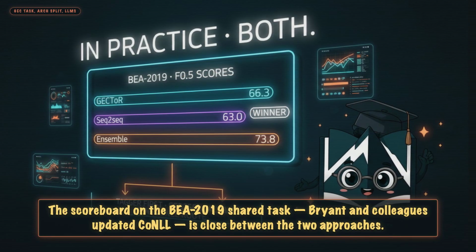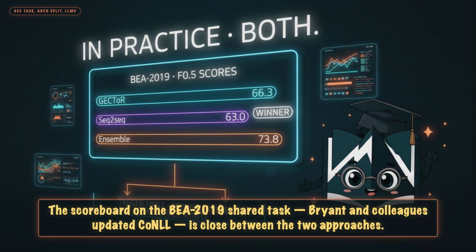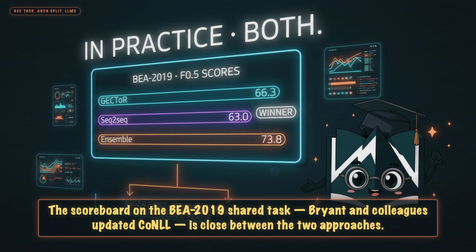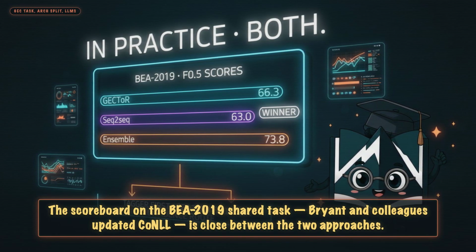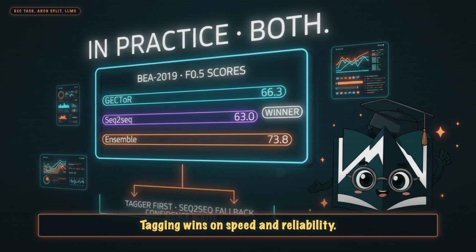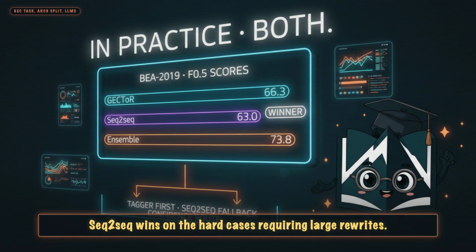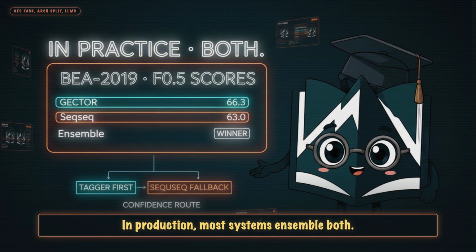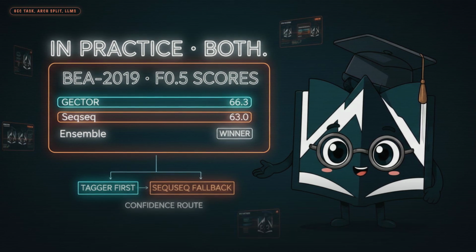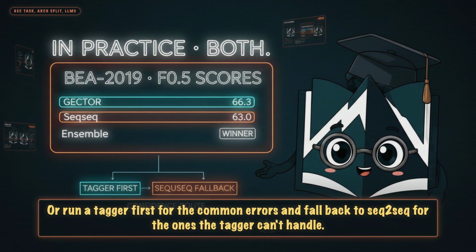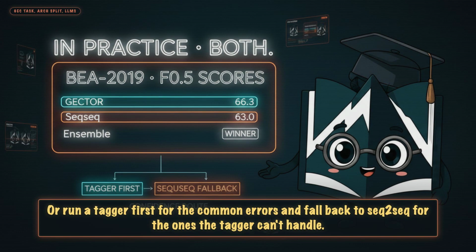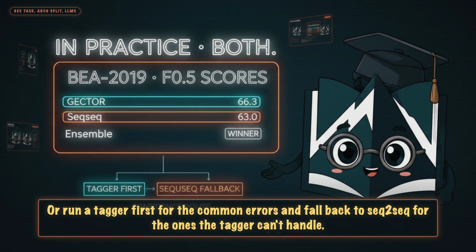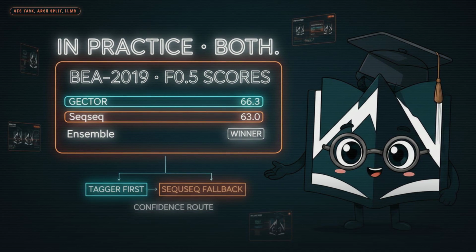The scoreboard on the BEA 2019 shared task. Bryant and colleagues' updated CoNLL is close between the two approaches. Tagging wins on speed and reliability. Seq2seq wins on the hard cases requiring large rewrites. In production, most systems ensemble both, or run a tagger first for the common errors, and fall back to seq2seq for the ones the tagger can't handle, or route by confidence.